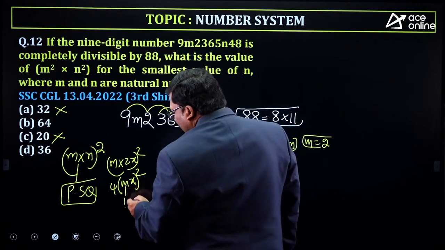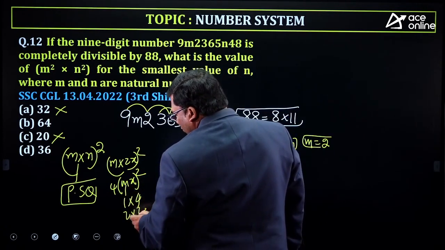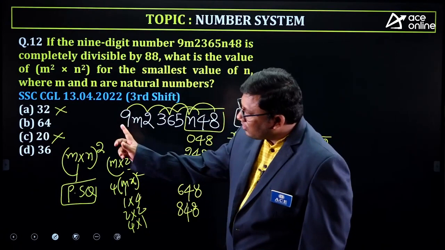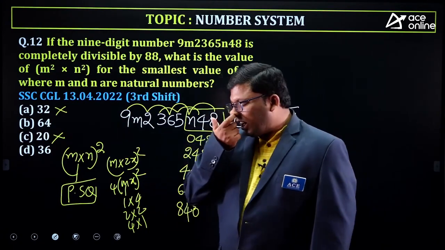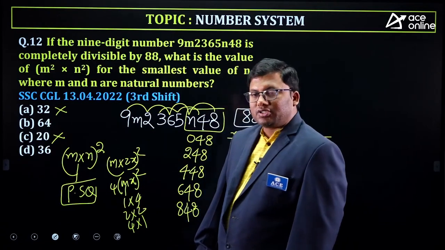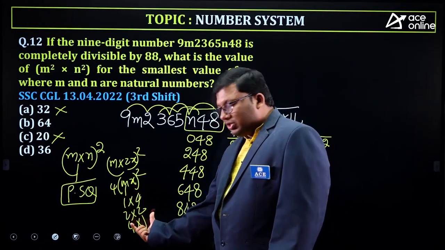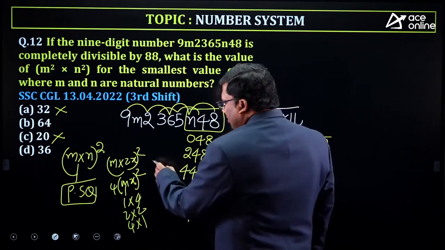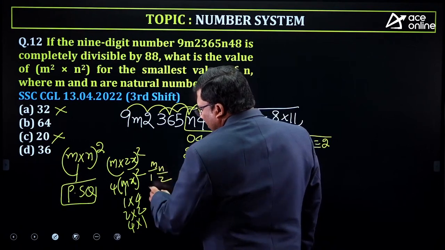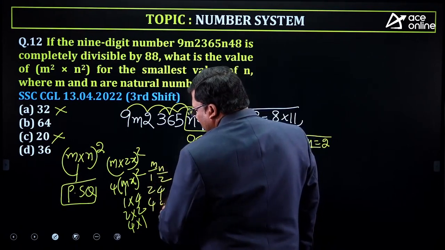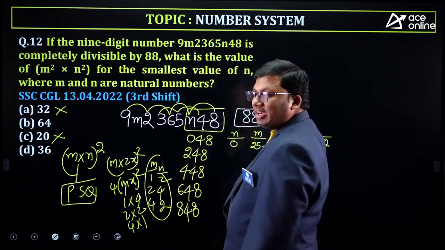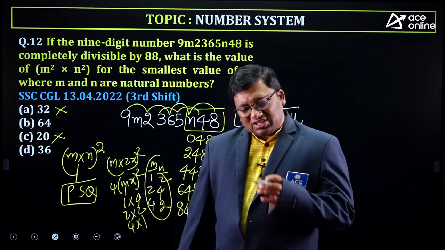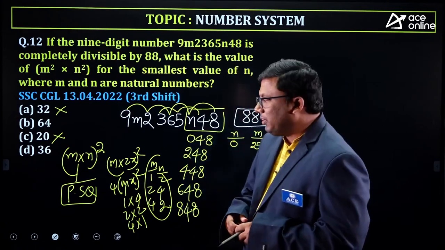That means mx is 4, since 4 square is 16. 4 is 1 into 4, 2 into 2, or 4 into 1. Once we get the x value, we will get the n value. That means if m is 1, n will be 8; if m is 2, n will be 4; if m is 4, n will be 2. Check whether it is divisible by any of these numbers. If it is not satisfying, go to the next number. It takes a little bit of time for calculation, but I hope the process is clear.